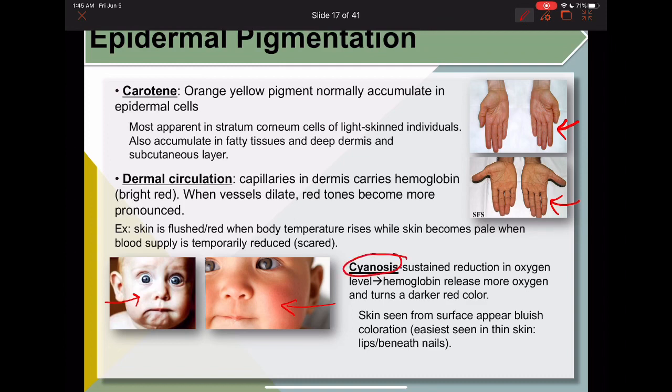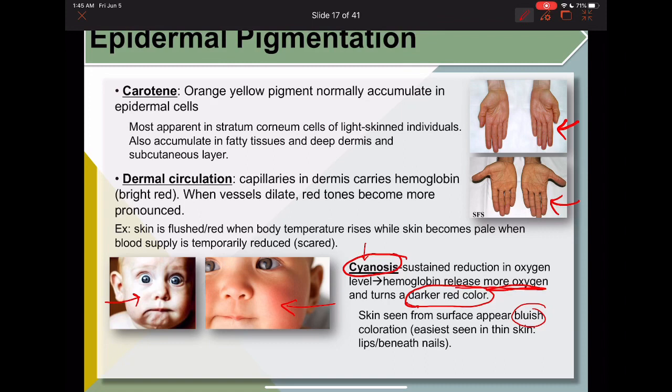Okay. All right, so if we have sustained reduction in oxygen level, it can actually result in what's called cyanosis. Okay, cyanosis, kind of the name speaks for itself. Cyan is the color of that bluish looking color. So that's why it's called cyanosis. When you have reduction in oxygen level, your hemoglobin will then release more oxygen and turn into a darker red color, which from the surface of your skin will appear more bluish in coloration when we have darker red hemoglobin around.